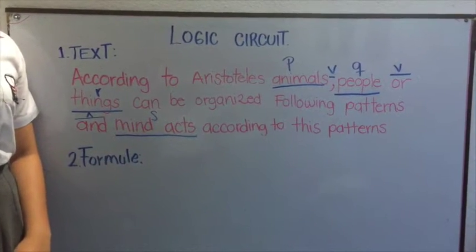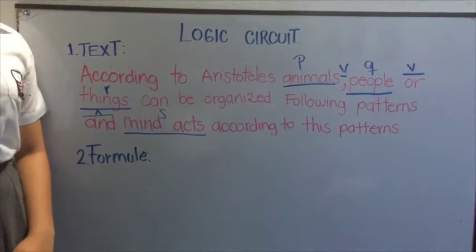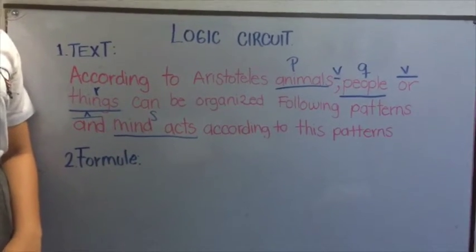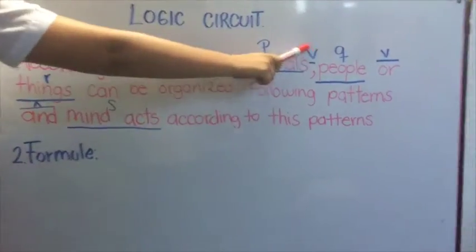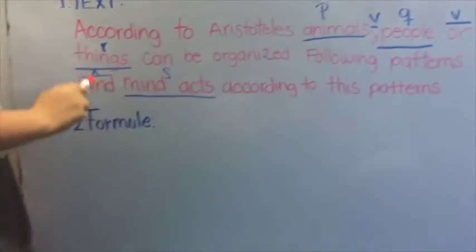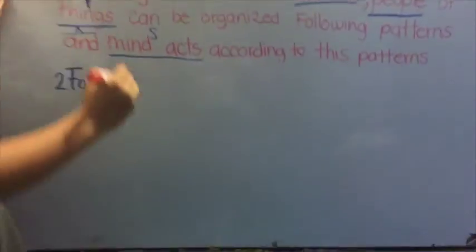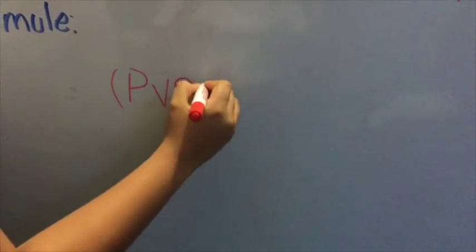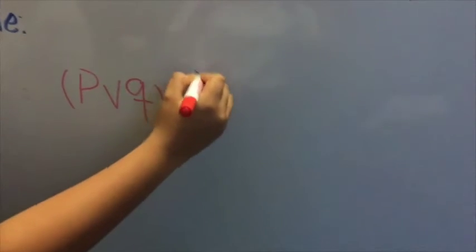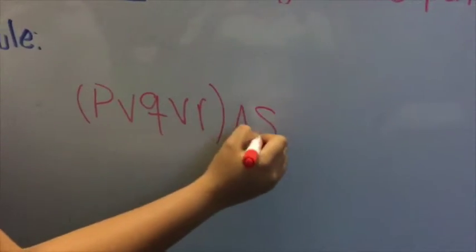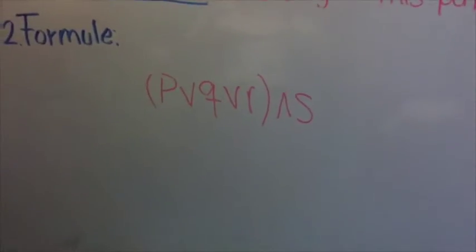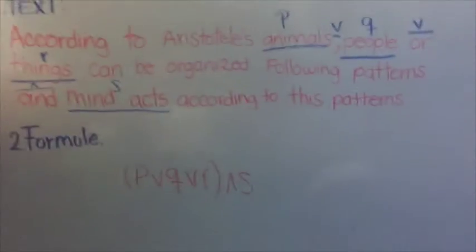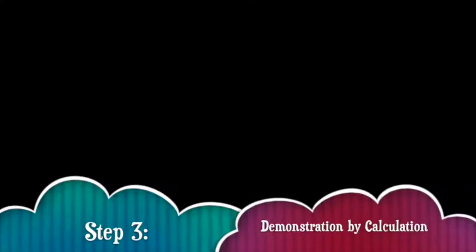The second step is the formula. In the text, we found 2 connectors OR and 1 AND. The formula is P or Q or R and S. We can see the text and proves that this is correct.